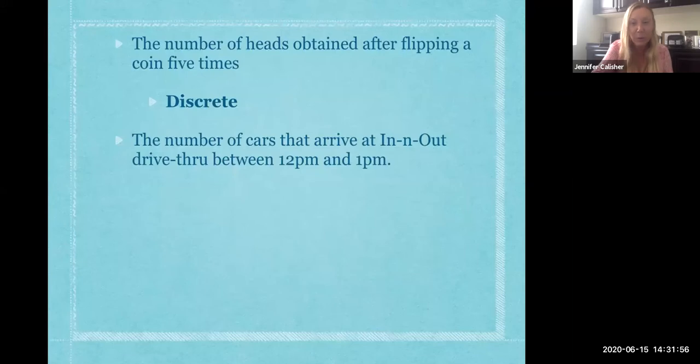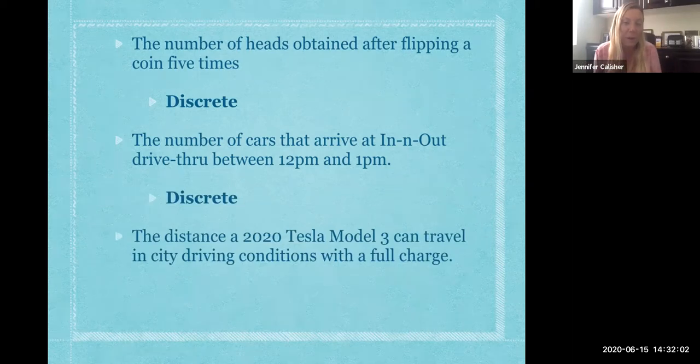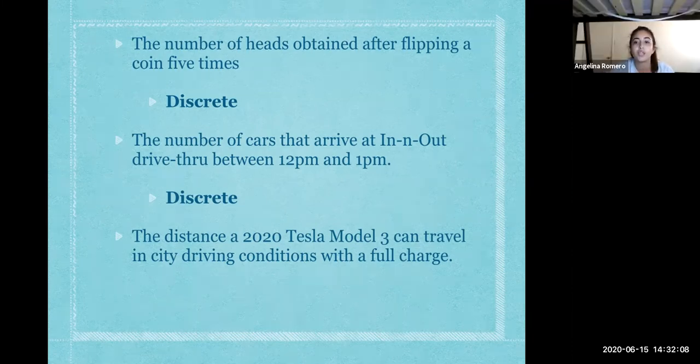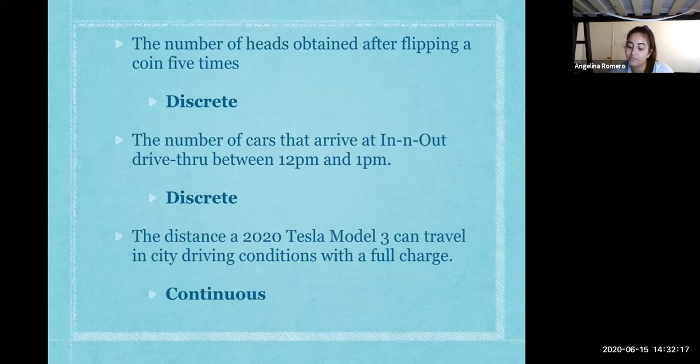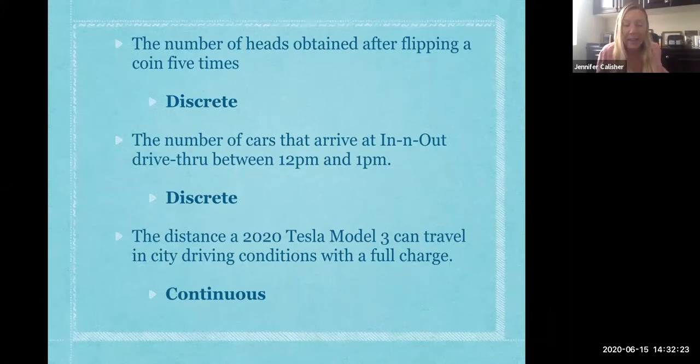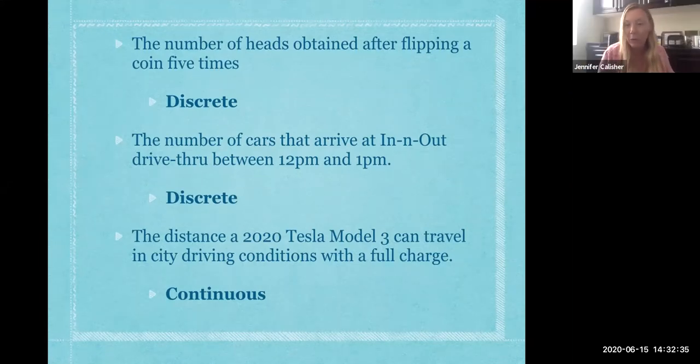Now going to Angelina. For the Tesla and how many miles it drives before the charge runs out. I can't read the words, but Angelina, what do you think? Continuous? Exactly. Can you justify your thinking as to why you put continuous? Because it's not an exact number. Exactly, right? If I say that I can get 300 miles on a charge, am I getting exactly 300 miles? No. It could be 303 miles and I'm just rounding to the nearest 100, or 303.25. So it depends on the level of accuracy. Excellent.